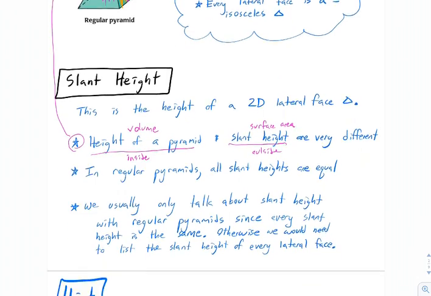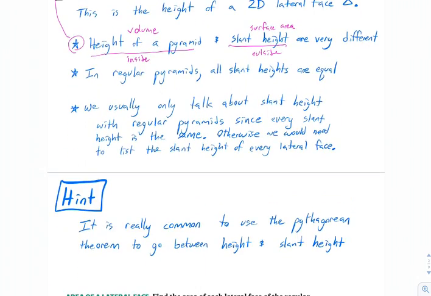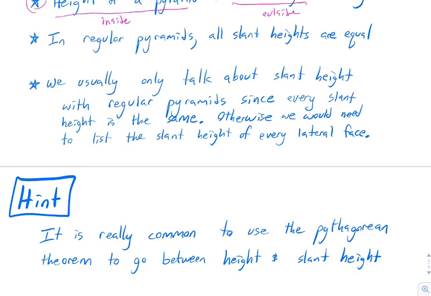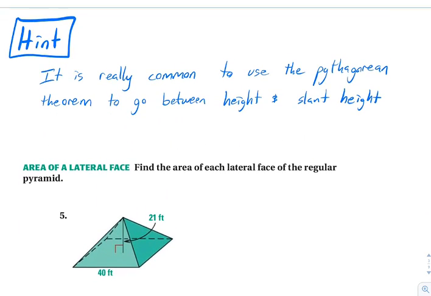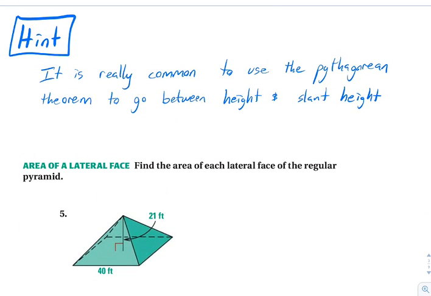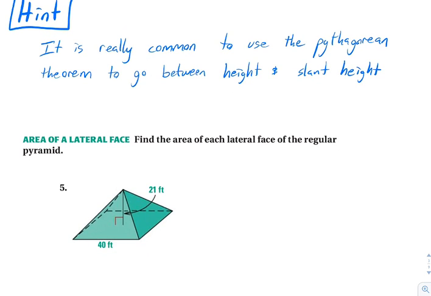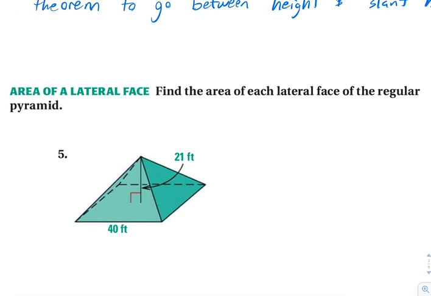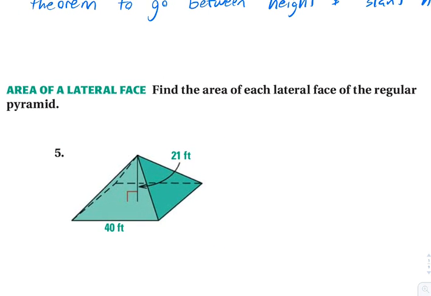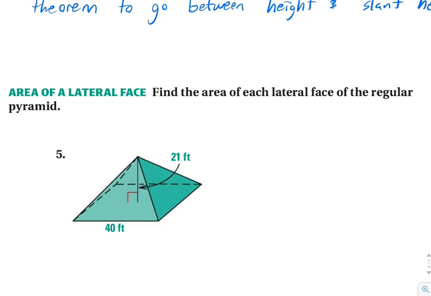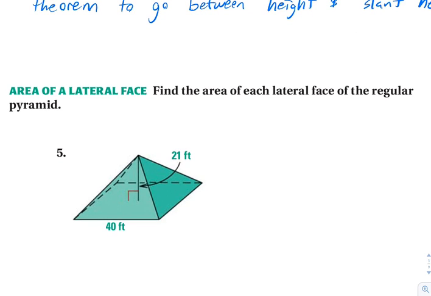Now, as we move forward, one hint is it's very common that they'll give you one height and not the other, so either the height of the pyramid or the slant height, and you'll have to convert between them. So it's really common that we use the Pythagorean theorem. Here's a picture. The problem says find the area of each lateral face.